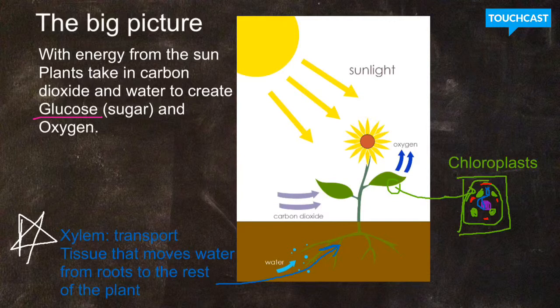So water moves up the roots, carbon dioxide comes in through the leaves, and sunlight fuels the energy. And then from that process, oxygen is given off as a waste product, and then glucose, sugar, is stored within the plant to help it grow and to give it energy and also store energy for later.